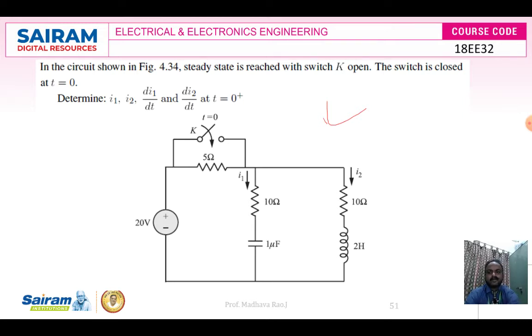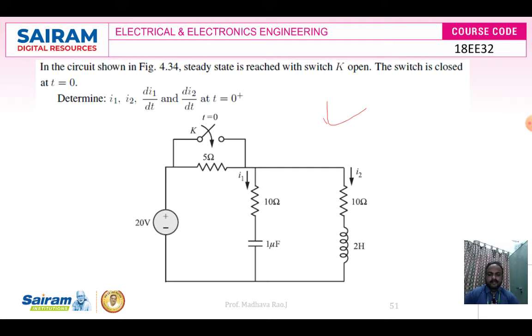In the circuit shown in the figure, steady state is reached with switch K open. The switch is closed at t equal to 0. Determine I1, I2, di1/dt and di2/dt at t equal to 0 plus.